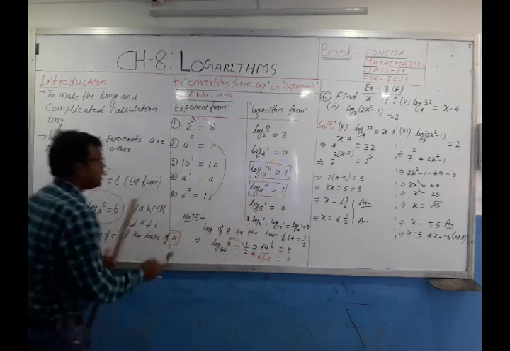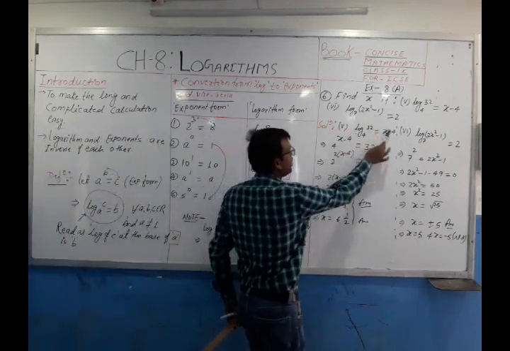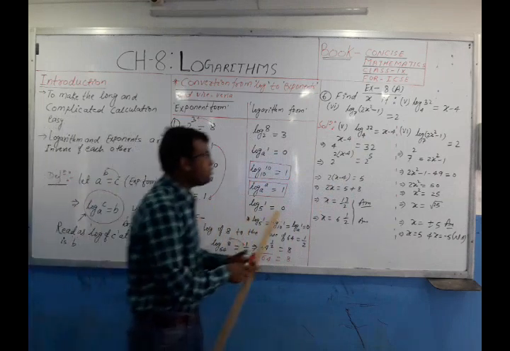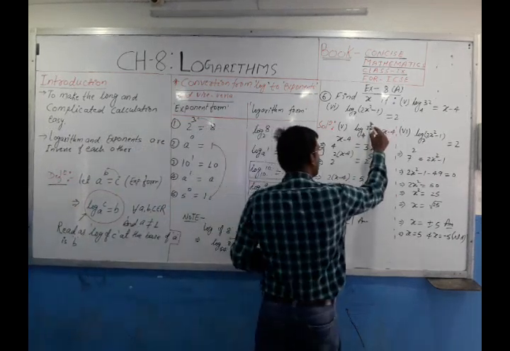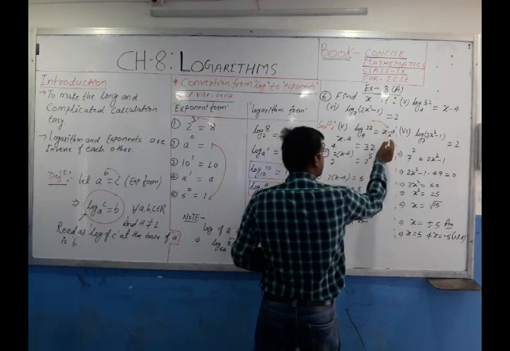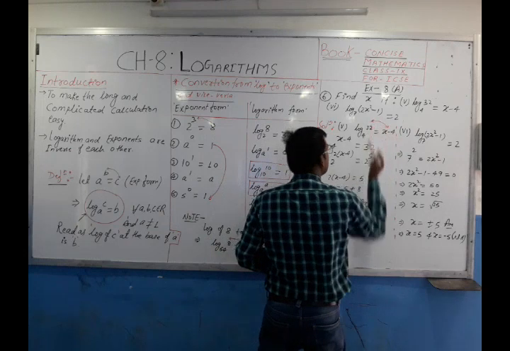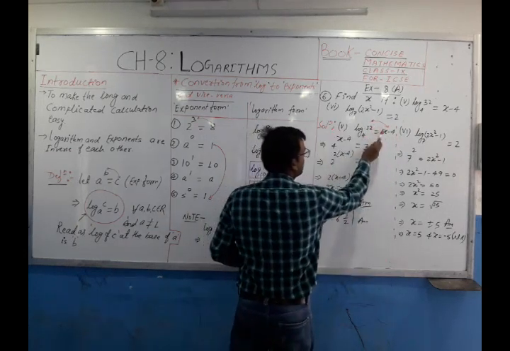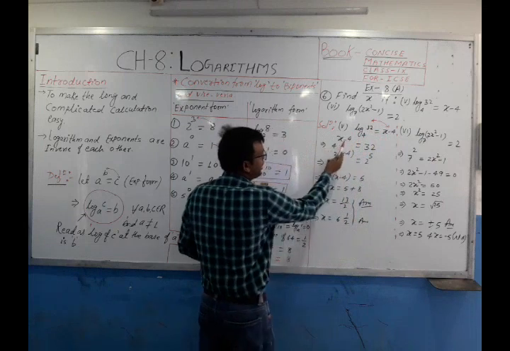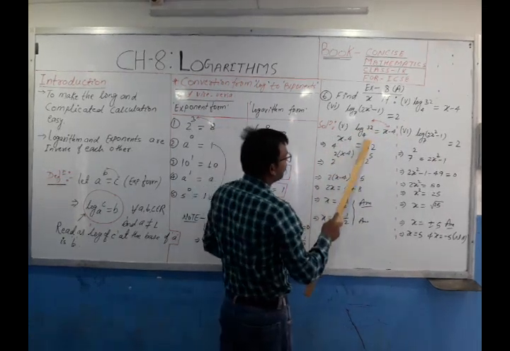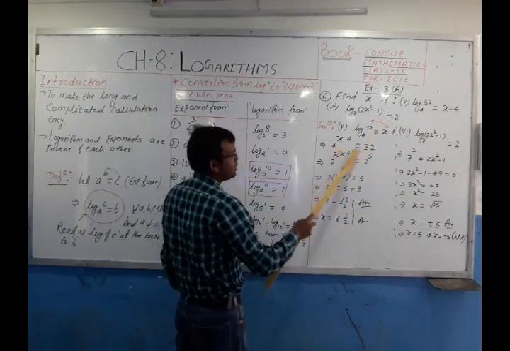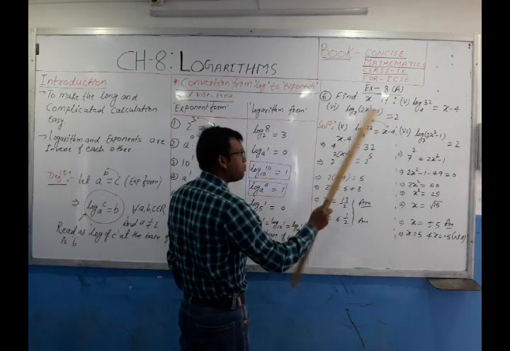Then we know that whenever you convert a log into exponent form, you interchange 32 and x minus 4. Just interchange these two and this will be converted into the form of an exponent. So this will be 4 to the power x minus 4 is equal to 32.